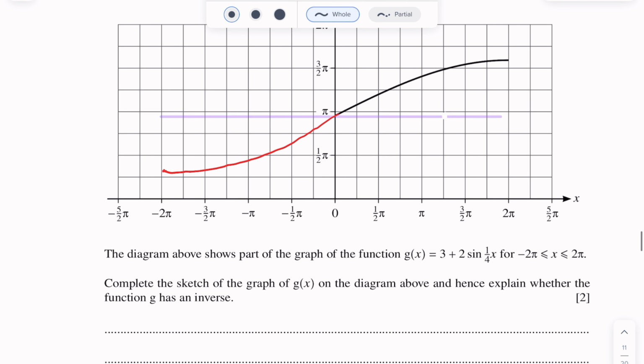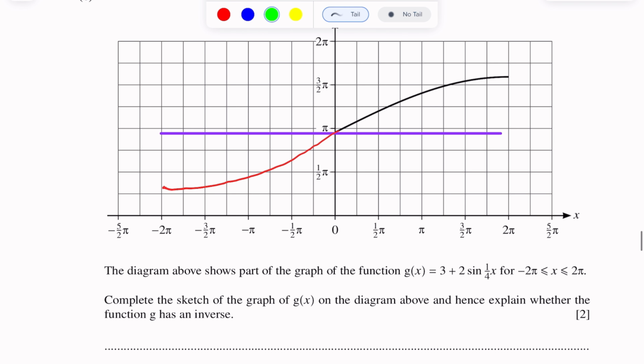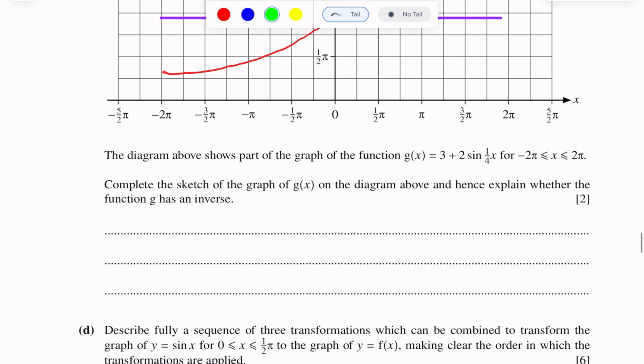Because each value of x gives us a single value of y. Each value of x will give us a single value of y. So each single value of x is mapped onto a single value of y. So the function as a whole is a one-to-one function, hence its inverse is possible.